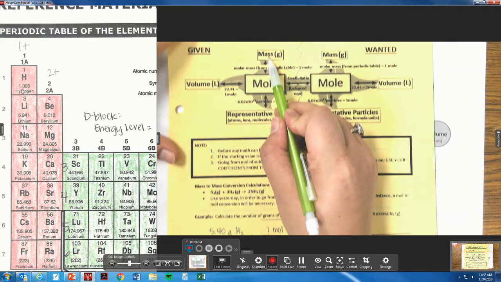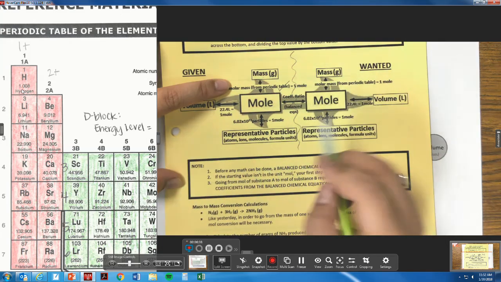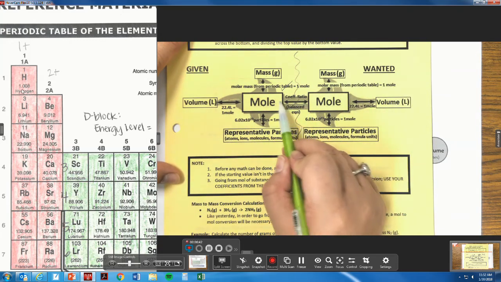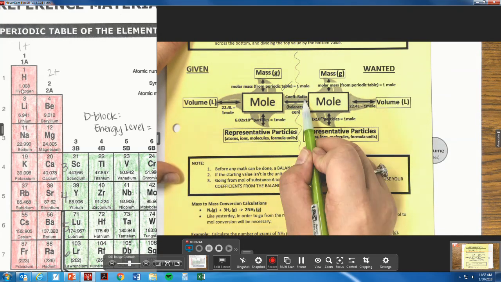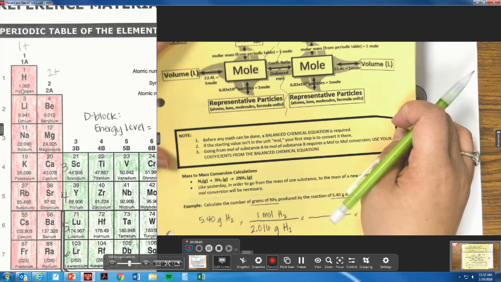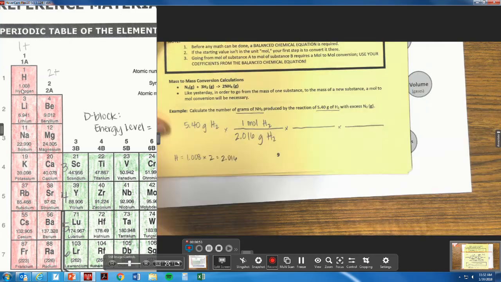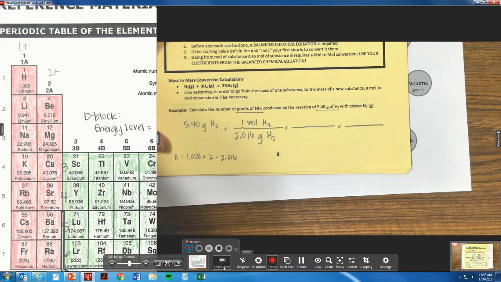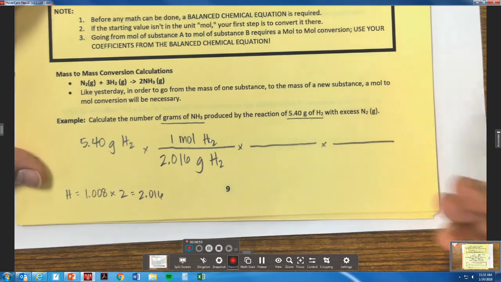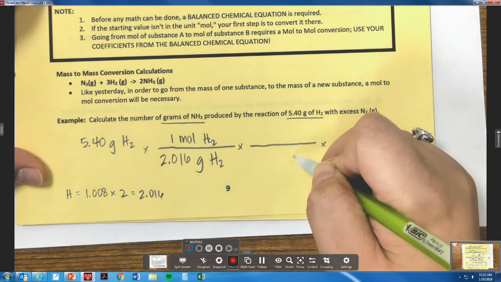We went from mass to moles, and we have that conversion factor down. Our next conversion factor would be our coefficient ratio from our balanced equation. I don't think we need our periodic table anymore, so let me just zoom in again. When we put in our conversion factor, how do you know which one goes to which?